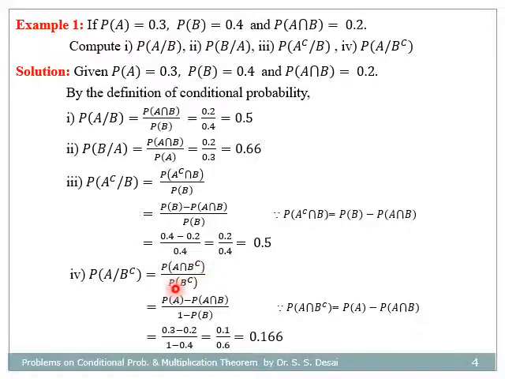Similarly, probability of A given B complement, by the definition of conditional probability, becomes probability of A intersection B complement divided by probability of B complement. And as probability of B complement is equal to 1 minus probability of B, and if A and B are two events, then the probability that exactly A will happen is given by probability of A intersection B complement equal to probability of A minus probability of A intersection B. So substituting this, we have probability of A given B complement is equal to probability of A minus probability of A intersection B divided by 1 minus probability of B. And by substituting the corresponding values, we have the final simplification 1 divided by 6, that is equal to 0.166.